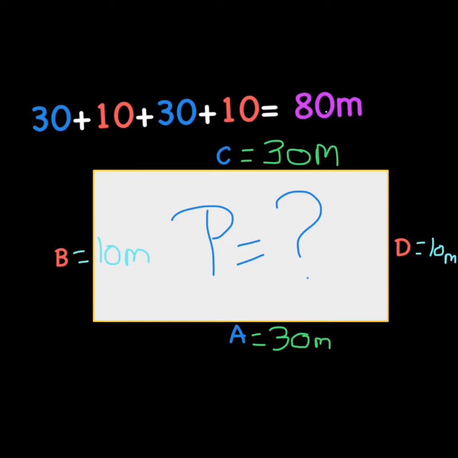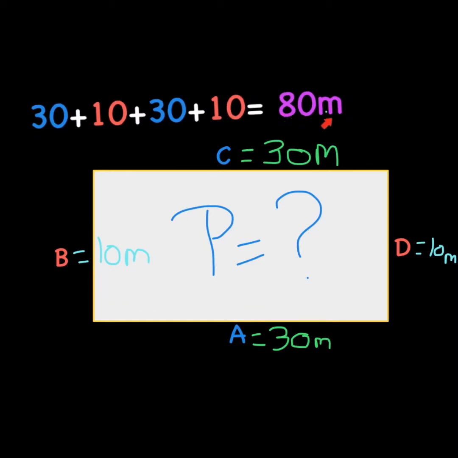So the answer here is 80 meters, because 30 plus 10 is 40, 40 plus another 30 is 70, and then 70 plus 10 equals 80. So the total distance of our perimeter is 80 meters.